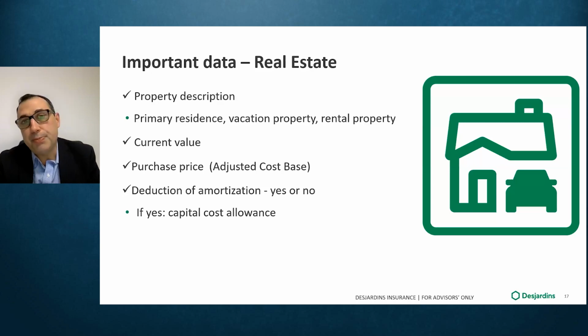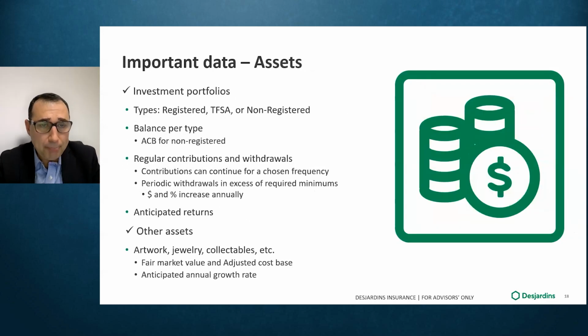There is an option for spousal rollover. So of course, in my case, me and my wife own our home. So if I pass away, it would roll over to my spouse, and so you can indicate by asset if that rollover would apply.